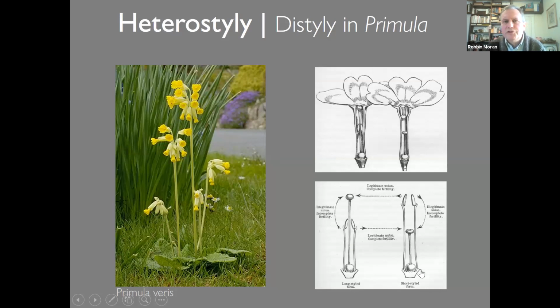And then you had short-styled flowers. Here's the ovary, you get a shorter style, and then the stigma. Note that the anthers, the pollen sacs, are in different places. They're down here on the floral tube in the long-styled flowers, and they're up here on the short-styled flowers.